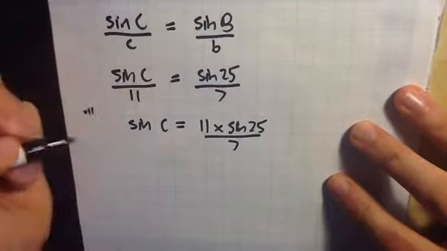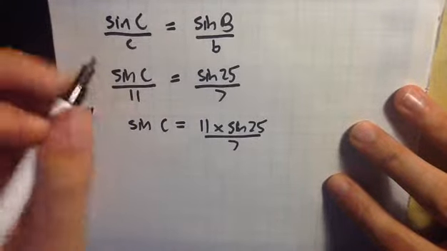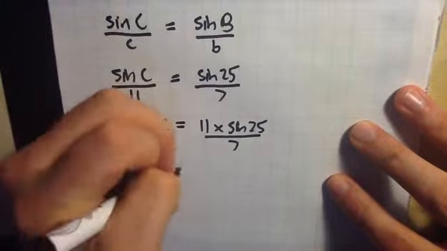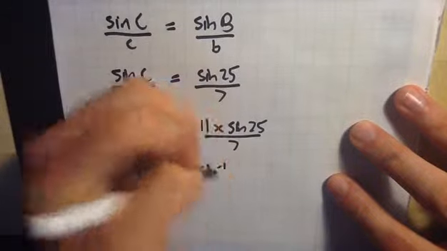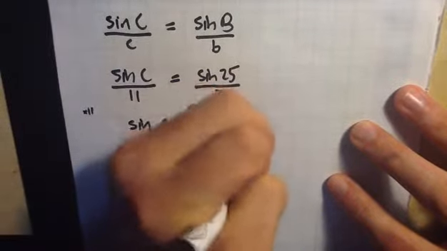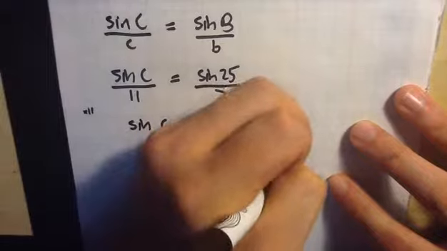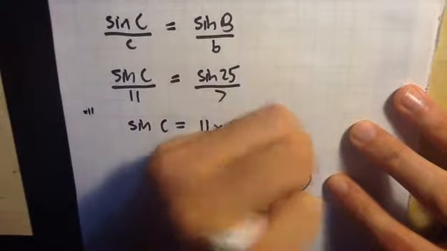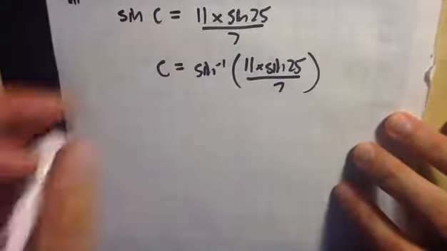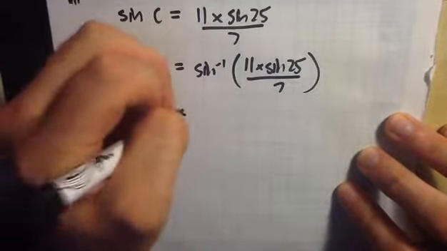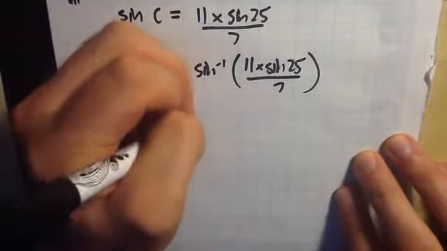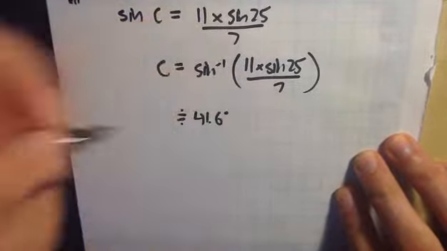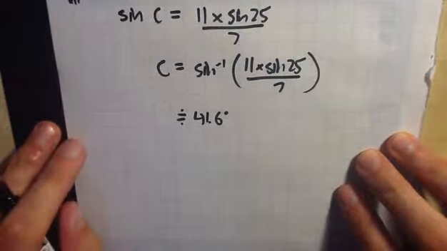Okay, but I still haven't isolated C here, so I need to get rid of the sine here. So I'm going to use inverse sine. So C is equal to the inverse sine of 11 times sine 25 over 7. Okay, now you get on your calculator and you're going to get an approximate answer of about 41.6 degrees. But you're not done, alright?